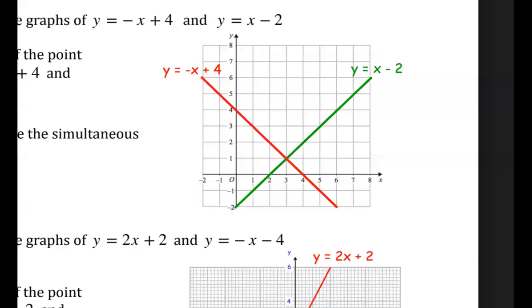Ready to tell me the answer for this one? What is going to be the solution? You see, this is the point they meet. I told you about the points. They actually meet. So x is 3 there, and y is what? 1. So x equals 3, y equals 1. So the coordinate is going to be what? 3, 1. That's all.